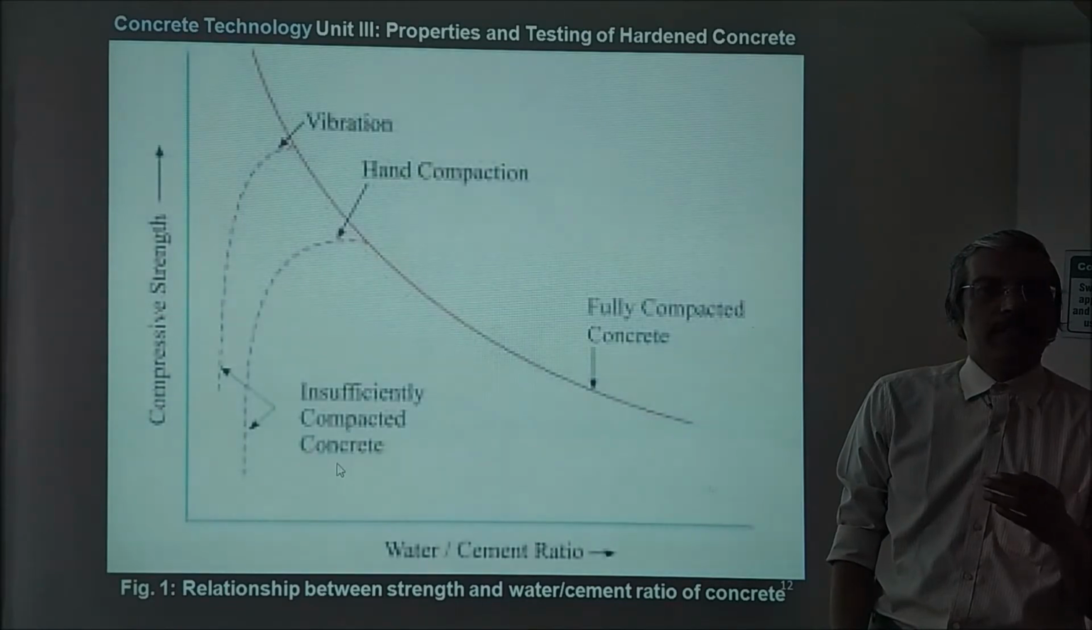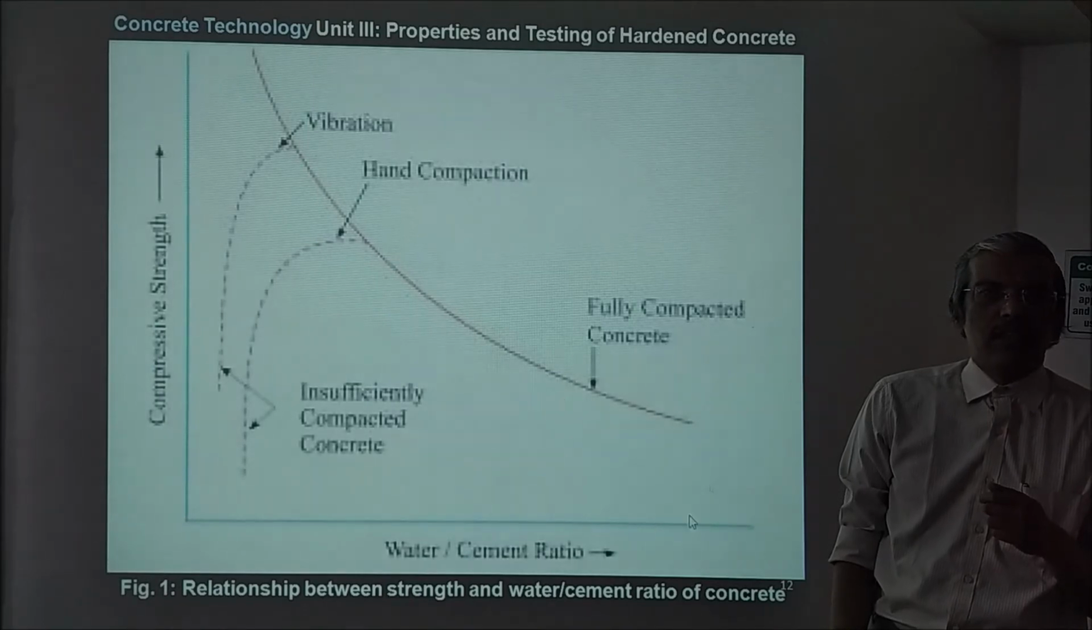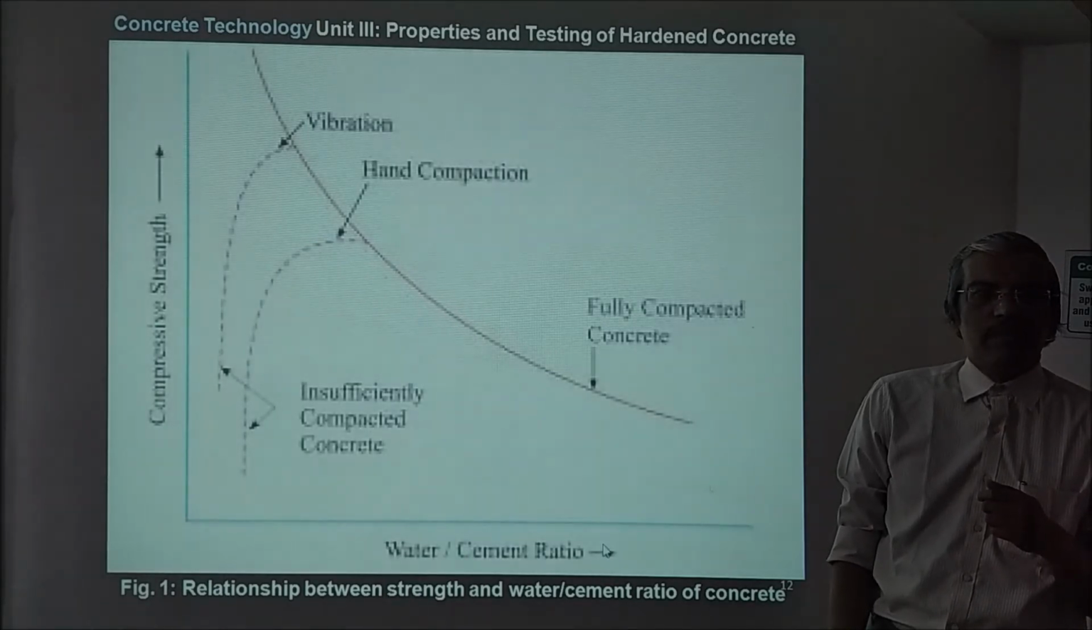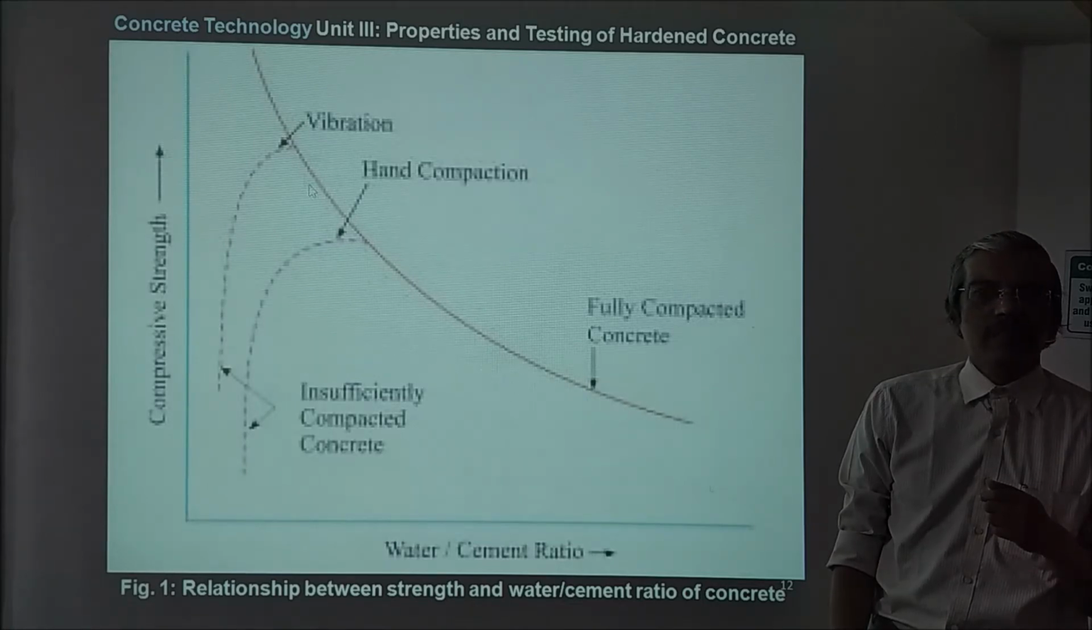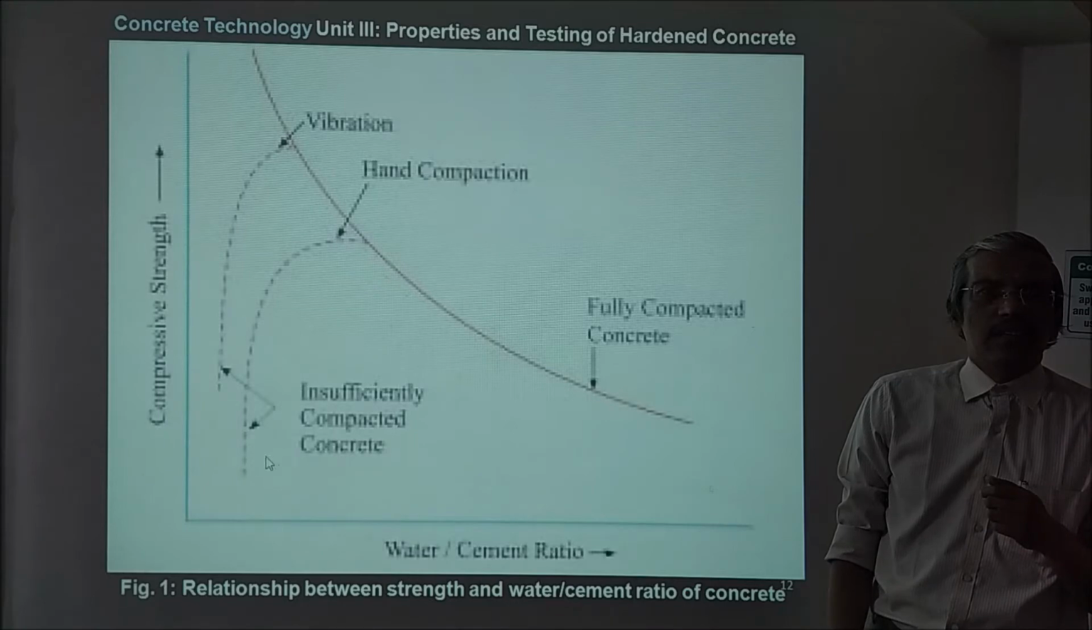So here we will see the figure, relationship between the strength and the water cement ratio of the concrete. On the horizontal axis, the water cement ratio is given. On the vertical axis, compressive strength is given. So here we can see the graph, the dark line which shows the fully compacted concrete, and here the hand compaction, which is insufficiently compacted concrete, and here the vibrations.